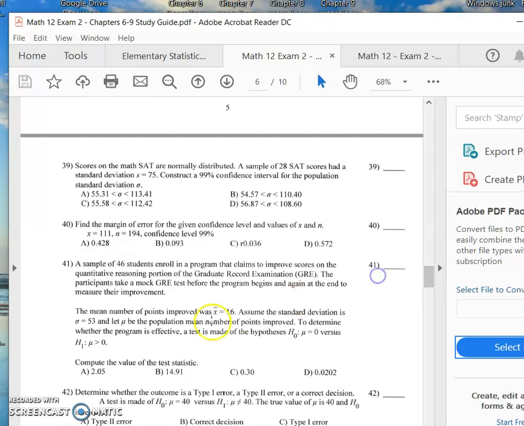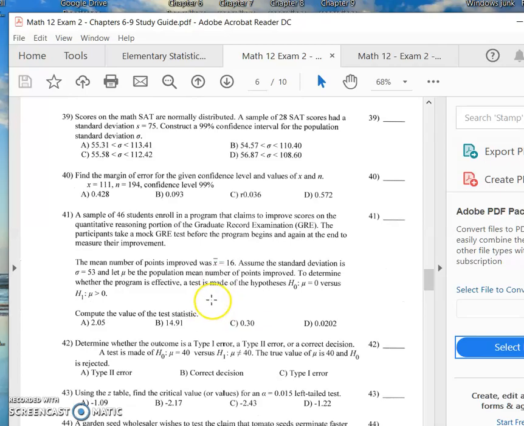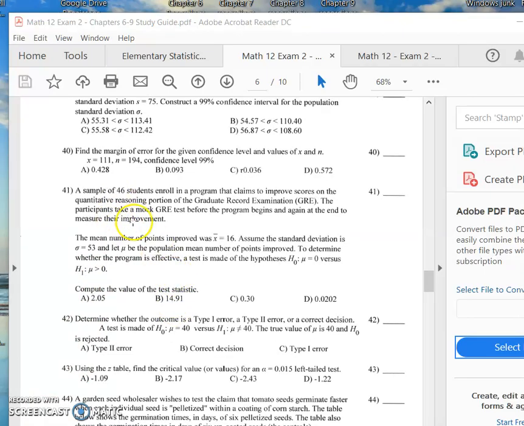So problem number 41, let's take a look at this. This is section 9-3. We have a sample of 46 students enrolled in a program that claims to improve scores on some sort of a test. The participants take a mock test, a practice test, before the program begins, and then at the end to measure their improvement.